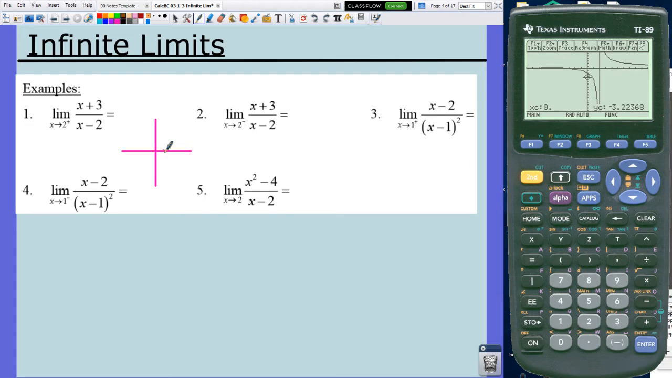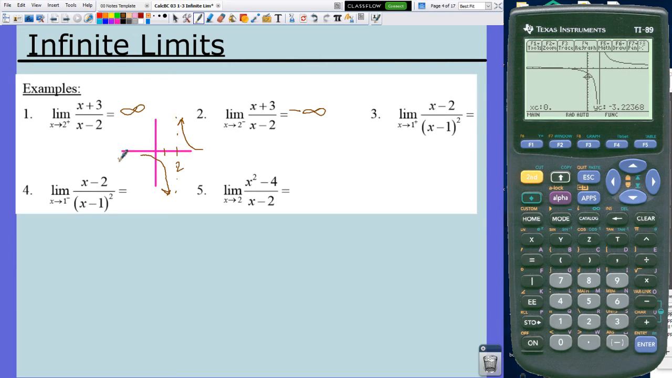So what we have is at x equals positive 2, a vertical asymptote, and it's going up on the left and going down on the right. So in this example, where I say the limit as x goes to 2 with a plus, that means from the right, my answer is positive infinity. And for number 2, which is basically 2 from the left, this one will be negative infinity.